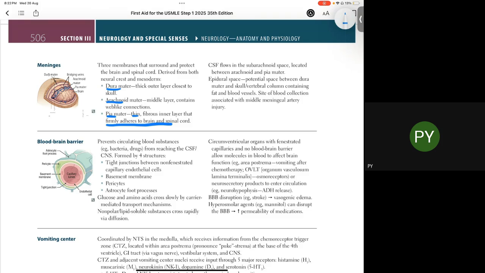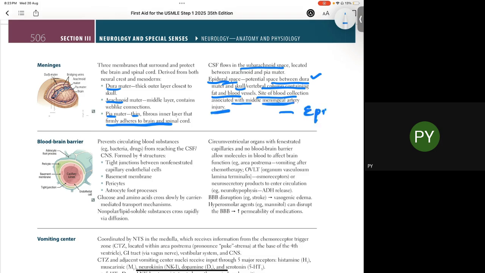Okay, so you can see that CSF is going to be flowing in the subarachnoid space. We already know that. So we have the epidural space. What is the epidural space? Between the dura, right? As we know, the dura can further be divided into two layers, the periosteal layer and the meningeal layer, and in certain places they separate from one another. So we are going to discuss epidural hematoma in detail, which leads to the formation of a hematoma in the epidural space, right? In the skull, in the vertebral column containing fat and blood vessels. So it's a site of blood collection associated with the middle meningeal artery.